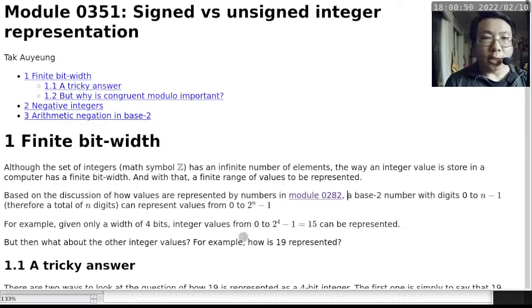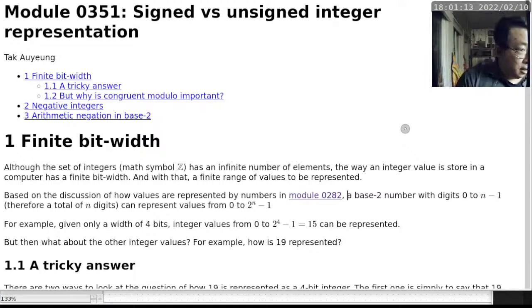And that's exactly what the next sentence talks about. So now the question is, what if you have a value outside of this range? How is that going to be represented? That's a trick question, and that's why section 1.1 says, well, we have a tricky answer to that question.